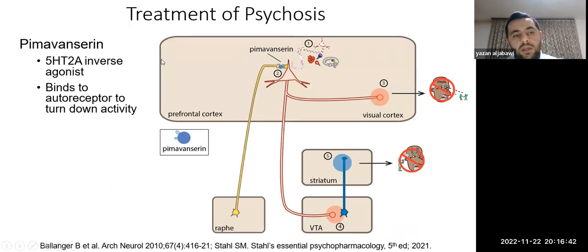Now, the pimavanserin mechanism of action: it acts on 5-HT2A as an inverse agonist, and it binds to autoreceptors to turn down the activity of 5-HT2A. As we mentioned earlier in the diagram of the 5-HT2A receptor effect on the prefrontal cortex, visual cortex, as well as striatum, it can reduce the incidence of hallucinations, visual and auditory, as well as delusions.